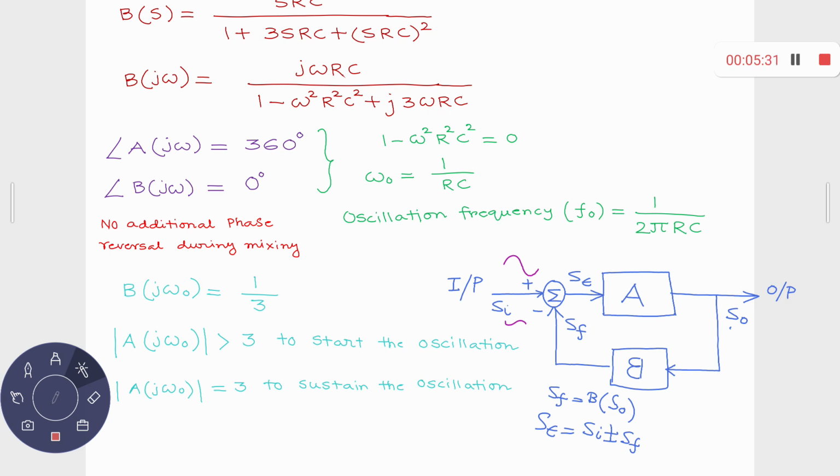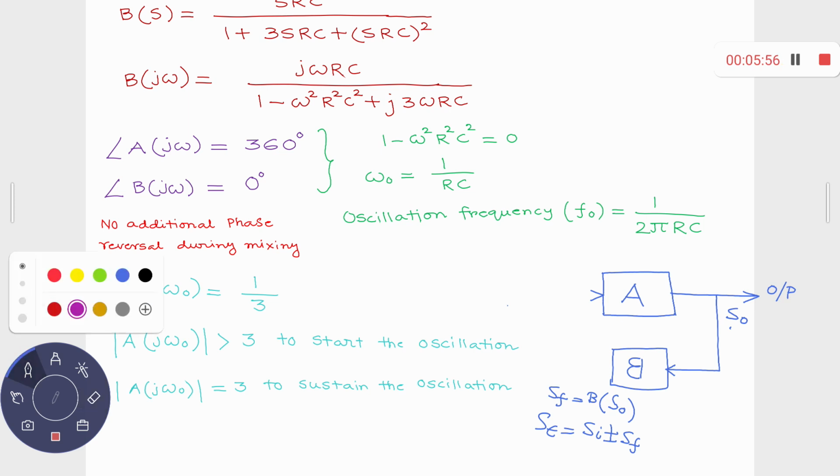That means the phase of the input at any particular instant, suppose the input is positive. So for example, now let me modify this one in connection to the oscillator circuit. It was something like this.